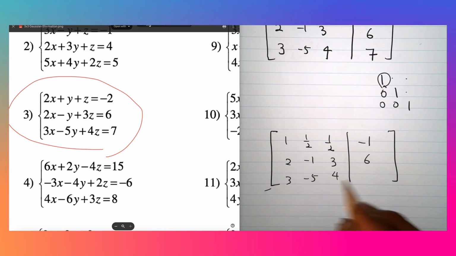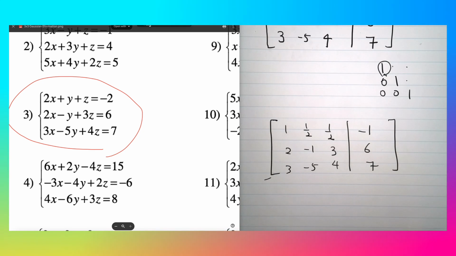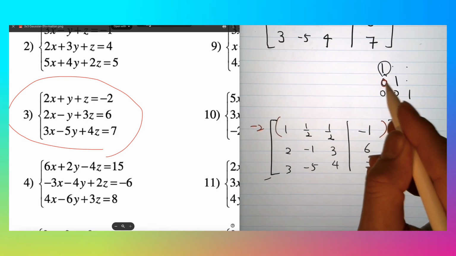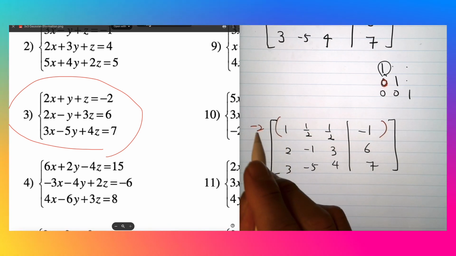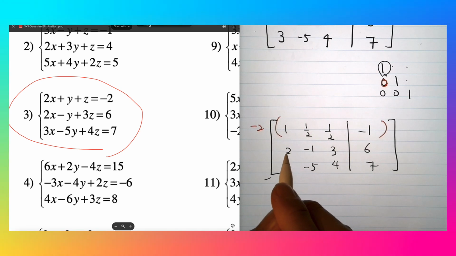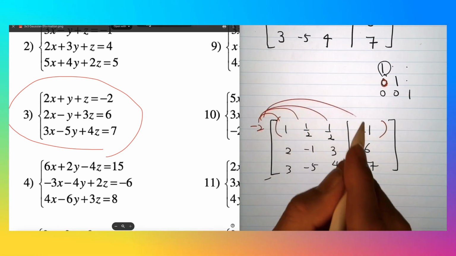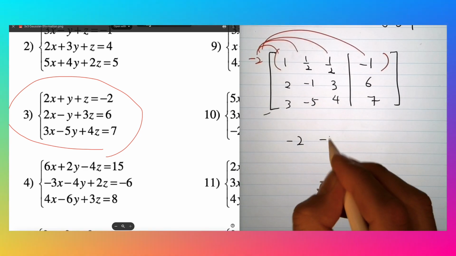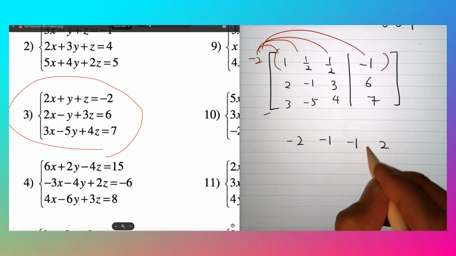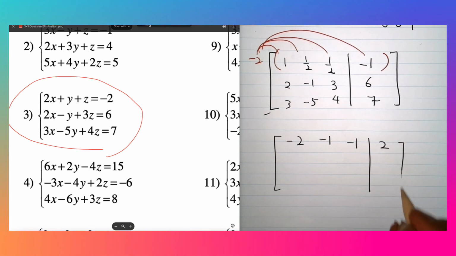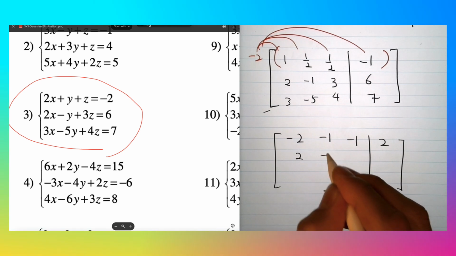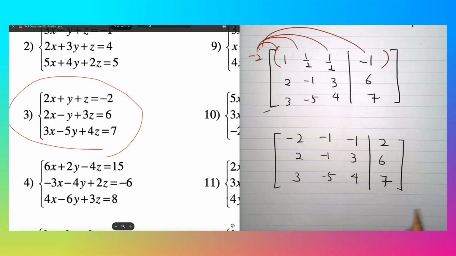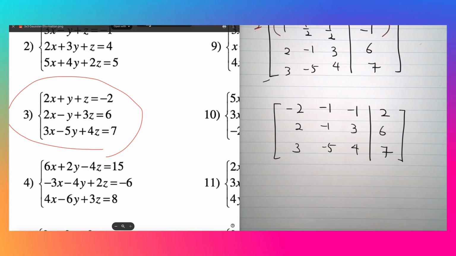Now the next step is to multiply the top row by negative 2. The reason we do that is that we want to get 0, and to get that 0, we need the negative version of these 2. Once you distribute all this, we're going to get negative 2, negative 1, negative 1, and positive 2. Now, making a small mistake can make everything go in vain, so make sure you are focused and stay awake.